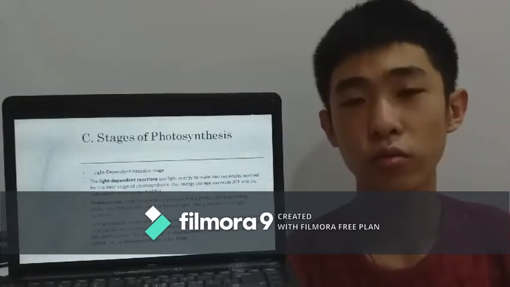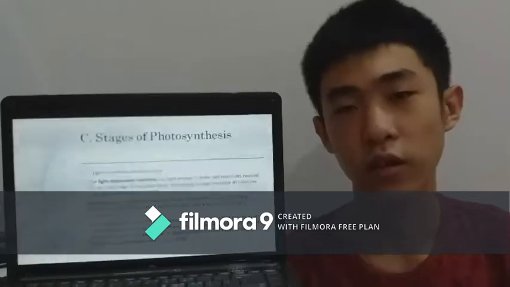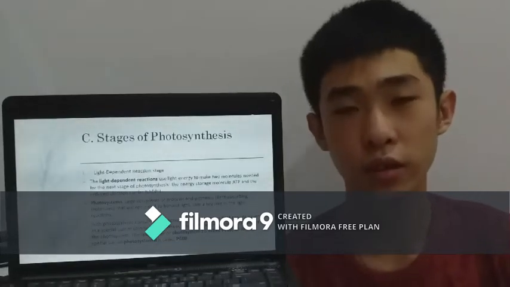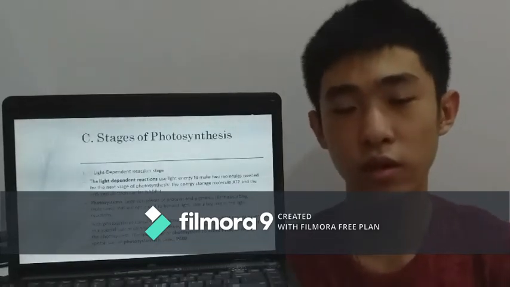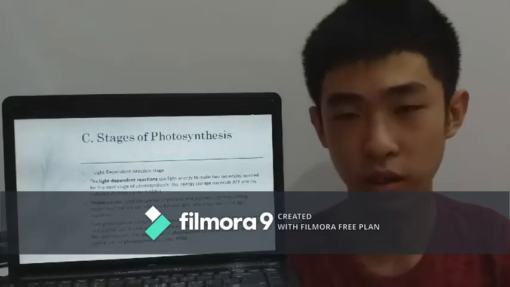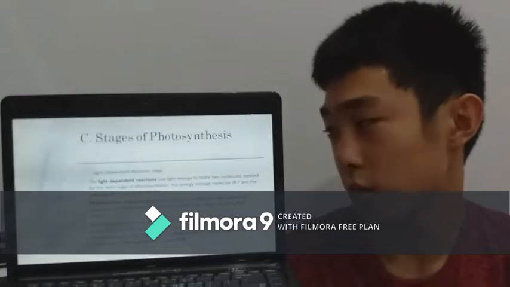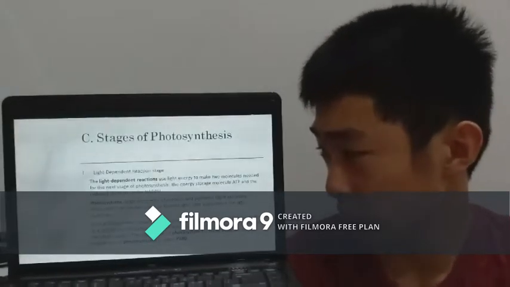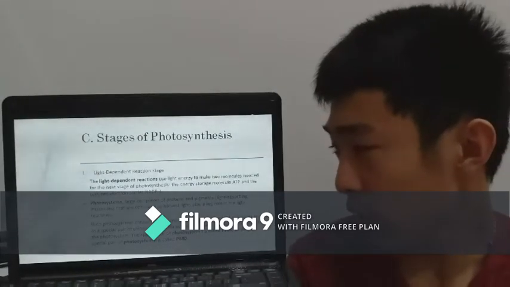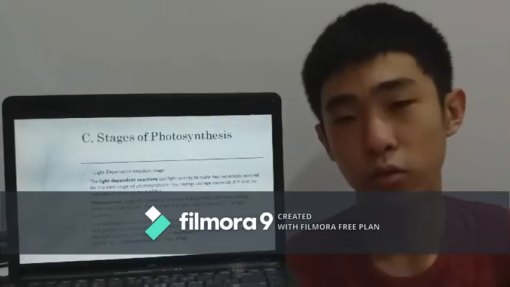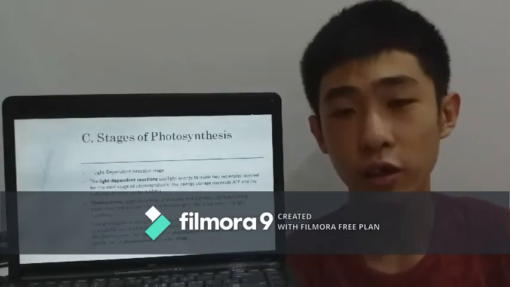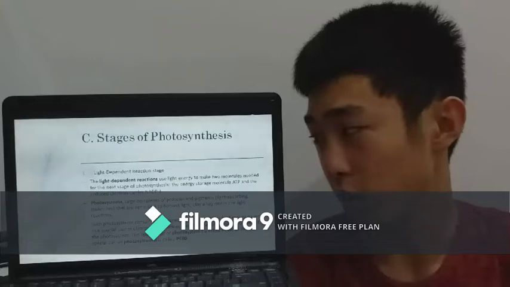There are two stages of photosynthesis. The first one is the light-dependent reaction stage, and the second one is the light-independent reaction stage. So the first one is the light-dependent reaction stage. I'm going to discuss it. It uses light energy and water to produce ATP, NADPH, and oxygen.